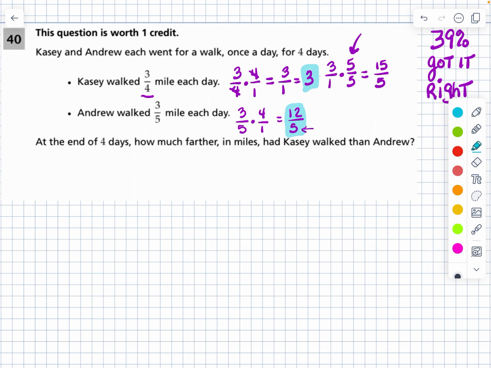So now we've got 15 over 5 and 12 over 5, and now we can easily subtract these numbers. So let's do that. We have 15 over 5 minus 12 over 5, and 15 minus 12 is 3, and bring the 5 over, and this is our answer, 3/5. So that's not too bad.